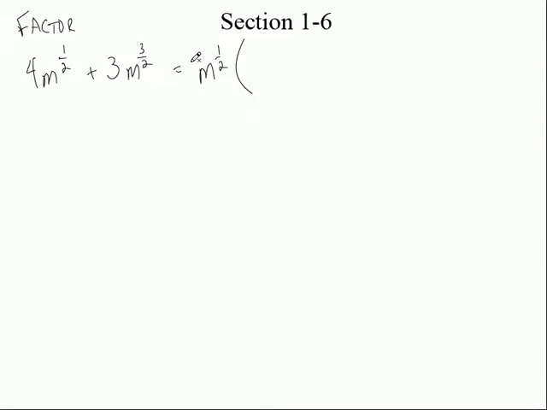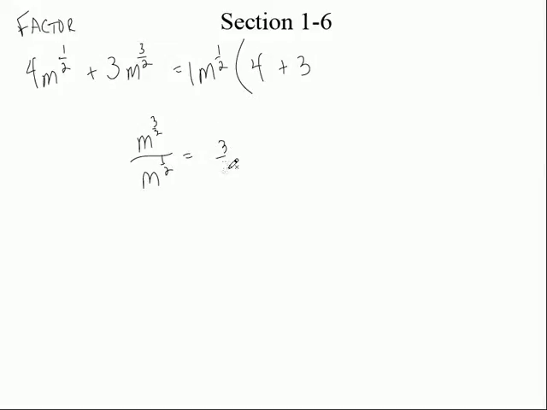So 4, remember this is a 1. Technically the greatest common factor is a 1. So 4 divided by 1 is 4. And then what? M to the 1/2 divided by m to the 1/2 is just a 1. So that's just a 4. Plus. Take this and divide it by this. So 3 divided by 1 is 3. Look at this. It's m to the 3/2 over what? M to the 1/2.